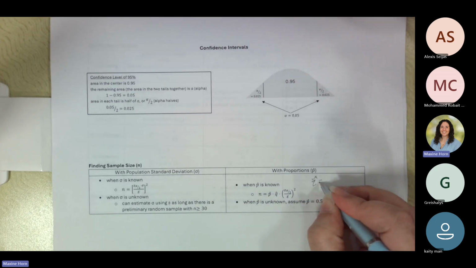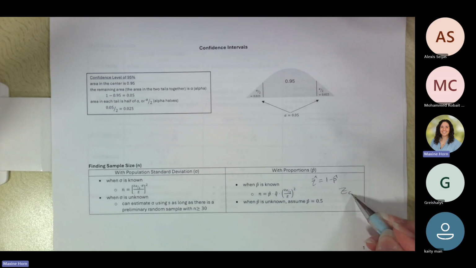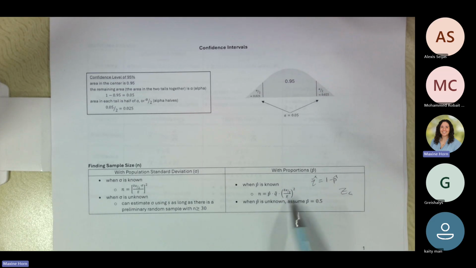When we're talking about proportions, you either know p hat or you don't know p hat. If you know p hat, then you're going to do p hat times q hat. Don't forget that q hat is equal to 1 minus p hat. I'm not going to tweak the handout to write that because I have that written elsewhere on here. But anyway, then you're going to use your z alpha halves. You may also see z sub c, the z that corresponds to your confidence level. That's the same thing as the z alpha halves. Divided by your margin of error squared, that gives you your sample size.